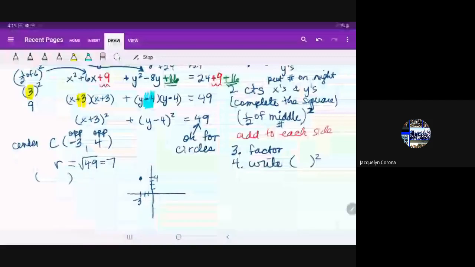Yeah, radius. Okay, so from here you go 1, 2, 3, 4, 5, 6, 7 to the right, to the left, 1, 2, 3, 4, 5, 6, 7 up, 1, 2, 3, 4, 5, 6, 7 to the right, 1, 2, 3, 4, 5, 6, 7 down, and then you try to make it look circular. And that's it. The end.